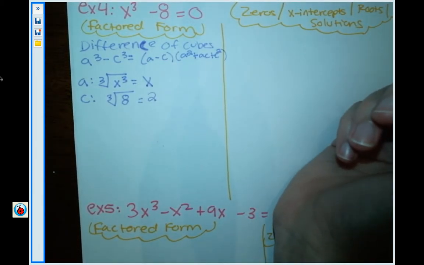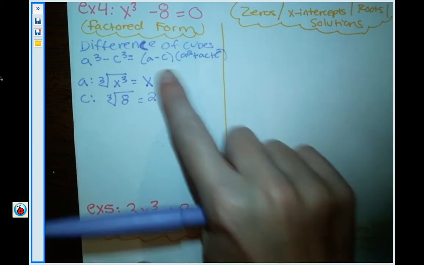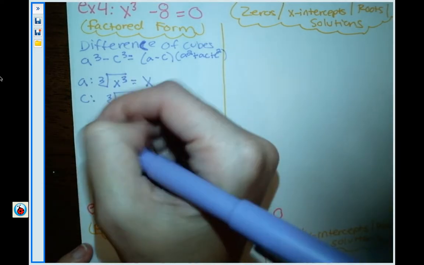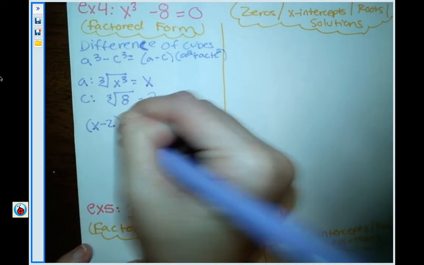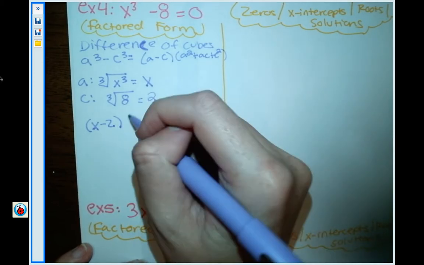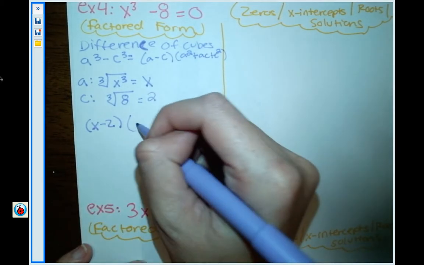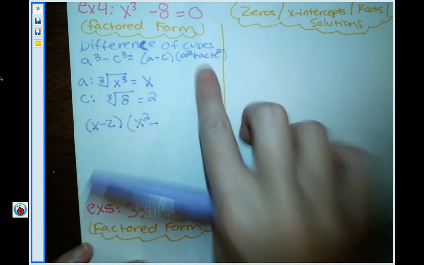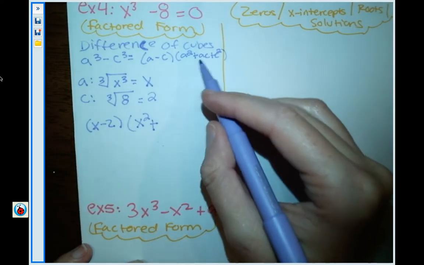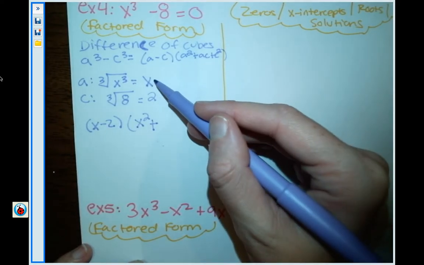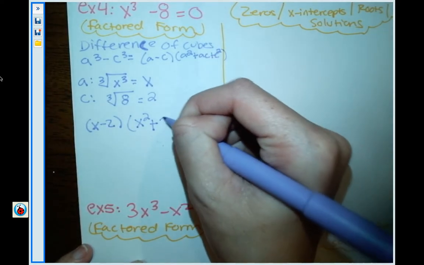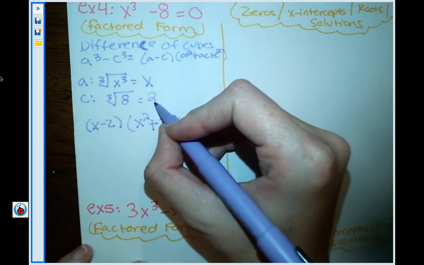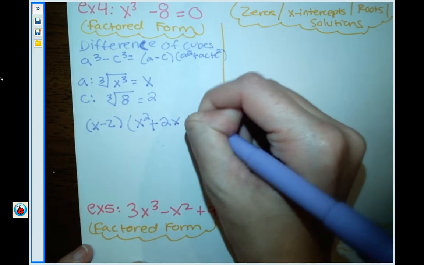So yay, I found my a and my c. Now I'm just going to put it in this formula. I'm going to do my a minus my c, or my x minus my 2. And then I'm going to square the a term, so x squared. Then I'm going to add, silly Miss Long, the a times the c. So x times 2 gives me 2x. And then I'm going to square my last term. So 2 squared is 4, so plus 4.